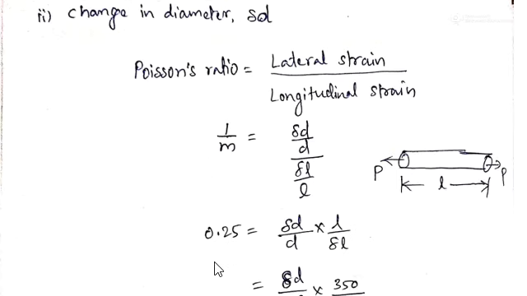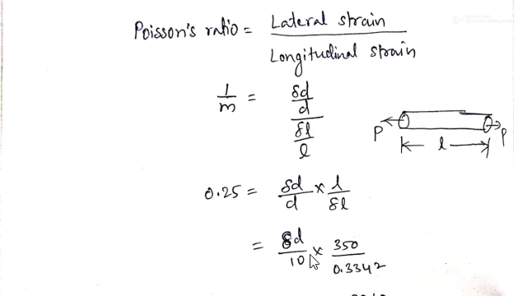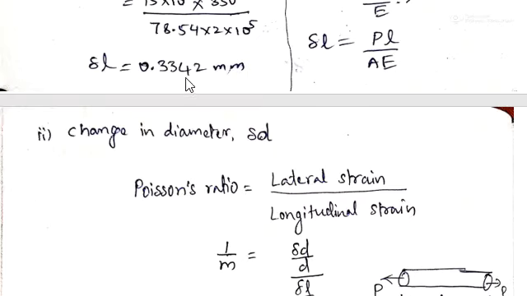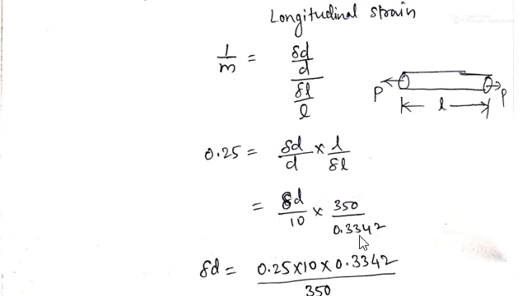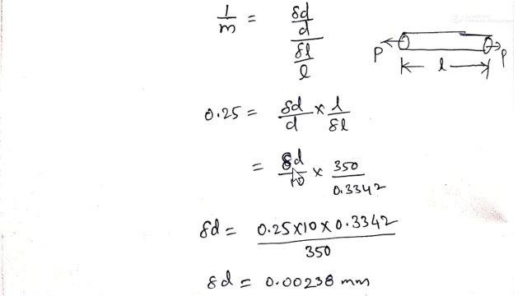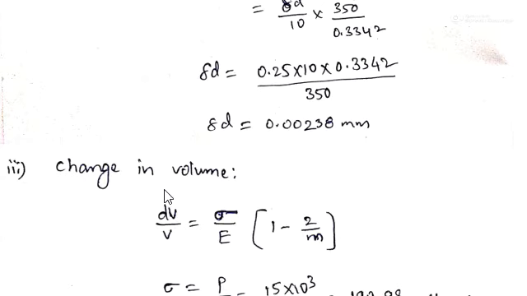And here Poisson's ratio value is given 0.25, and if you rearrange these terms, delta D is equal to 1 by m into D into delta L by L. Here D is given 10 mm, L is 350, and delta L we got in the previous step, 0.3342. So when you write delta D like this and simplify, we are getting delta D, that is change in diameter, as 0.00238 mm.